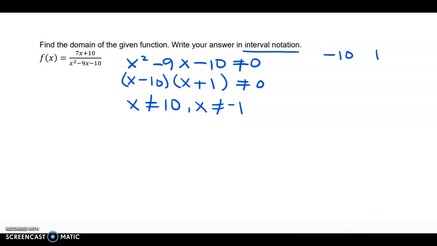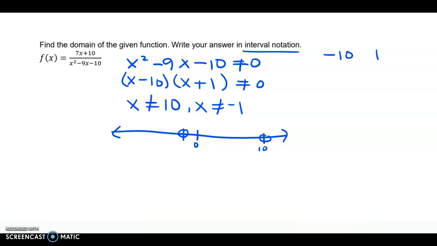So basically, we can have any number. In fact, if we looked at this on a number line, we could have any number except negative 1. Okay, we'd have an open circle there, and 10. It can be everything else on the line. So this might be easier to see it this way.